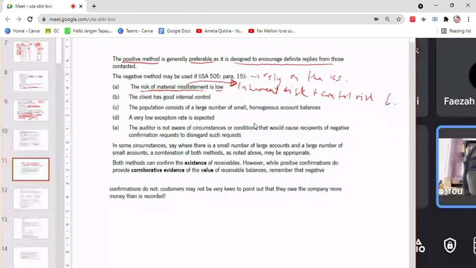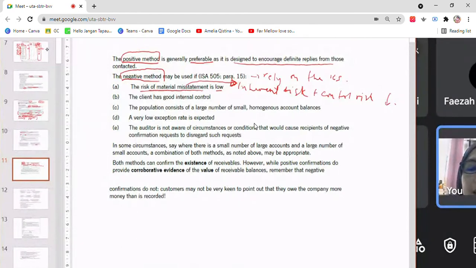It means that you no need to get all the accounts receivable to reply. Because if you expect all, so you send a positive, you might need more time to look at all accounts receivable to respond, and you have to check each individual confirmation letter of accounts receivable. So that's why you have to know when you want to use a negative method.